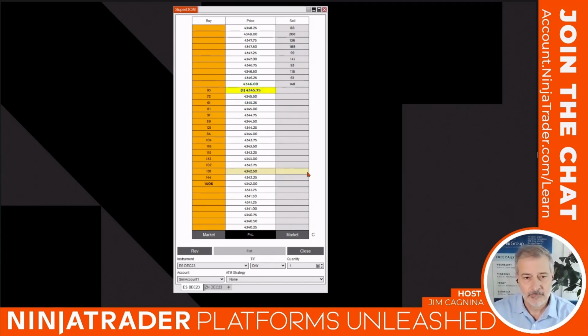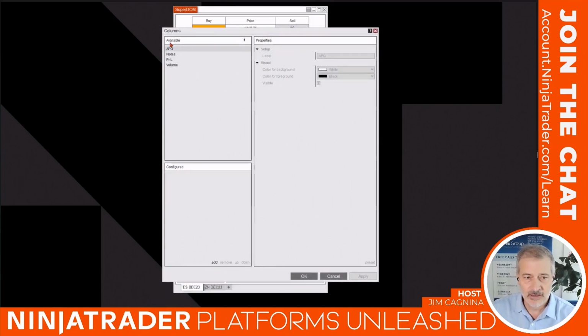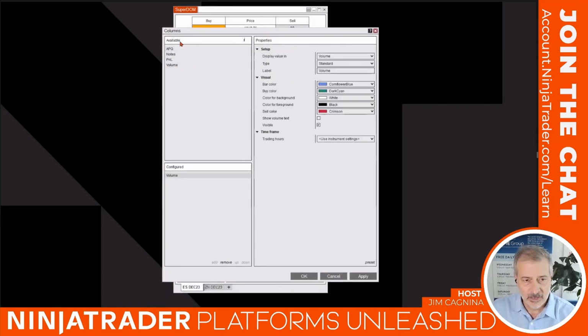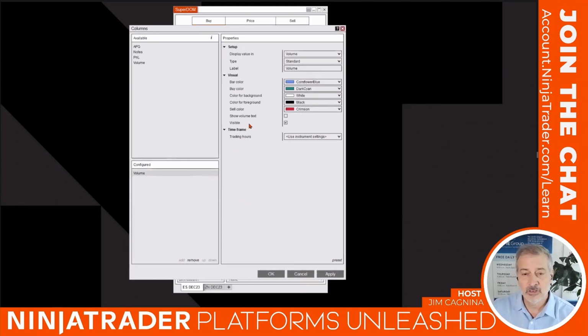Now, let's add a tick-by-tick volume profile onto this actual trading ladder, onto the SuperDOM. I'm going to right-click again, and I'm going to go to columns. I'm going to add a column here. I have 4 available up here. So I'm going to click on volume. I'm going to double-click on volume. It's going to bring that available down to configured. I want to make sure that in the configured, it's highlighted gray, which it is, which gives me the ability to go to the property section and customize my look and feel here for my volume.